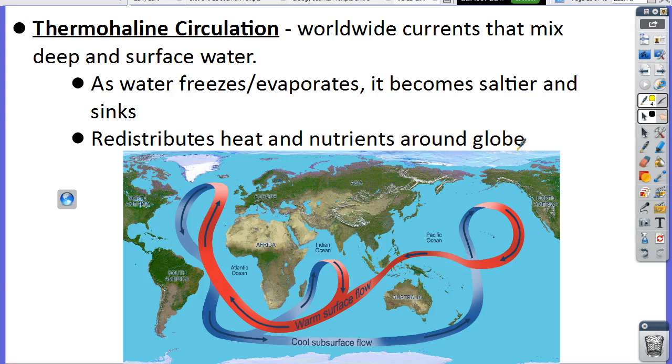The other thing that helps with this is freezing and evaporation. As water freezes or approaches freezing, it gets saltier and it drops down to the bottom of the ocean. Or as water evaporates, okay, the water that's remaining gets saltier, okay? So it distributes different nutrients.